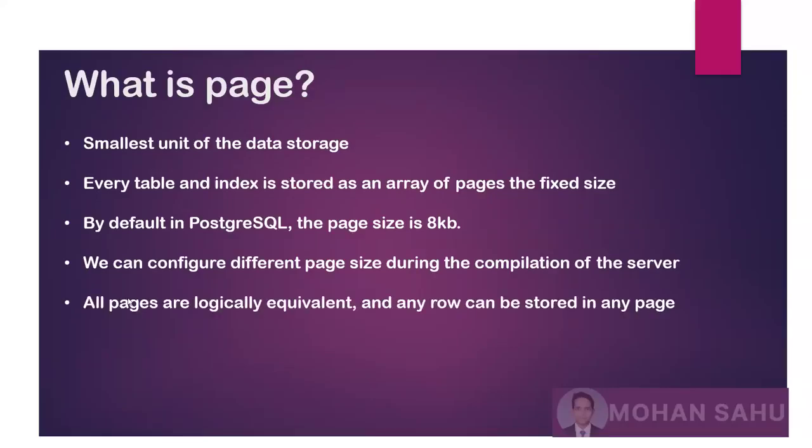All pages are logically equivalent and any row can be stored in any page. You don't have any control over which row will be stored in which page. That will be decided by the system itself. But one thing to remember is that a row cannot span multiple pages. A row can be only under one page. In case you have a row larger than 8 KB, we use a different concept called TOAST in PostgreSQL. We'll see if I can cover that. But a row can be inside one page only. It cannot span multiple pages.